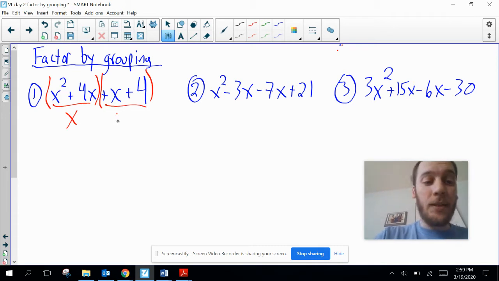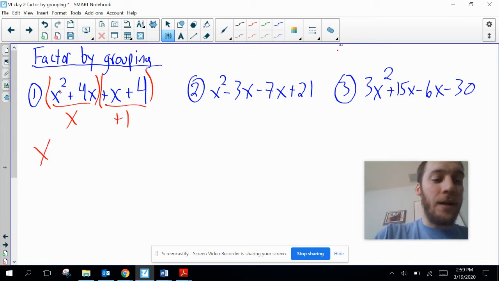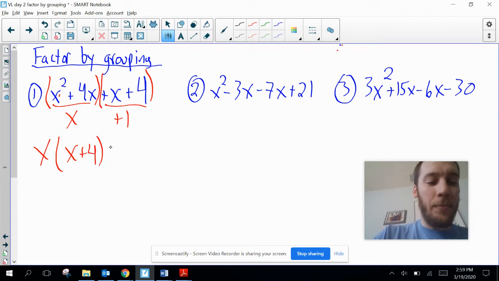Looks like there's nothing. That means that they share 1. So after I divide these both by x, I'm left with x squared divided by x. That is x. 4x divided by x, that is 4. And I got my plus 1. What's left? x over 1 is just x. 4 divided by 1, that's just 4.